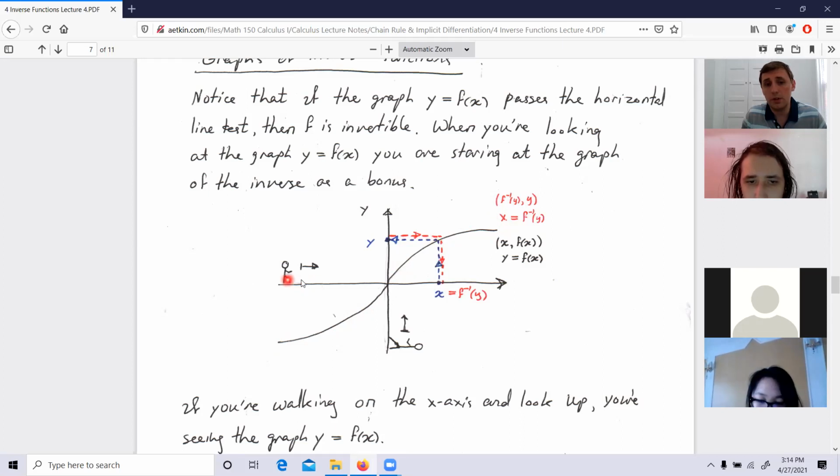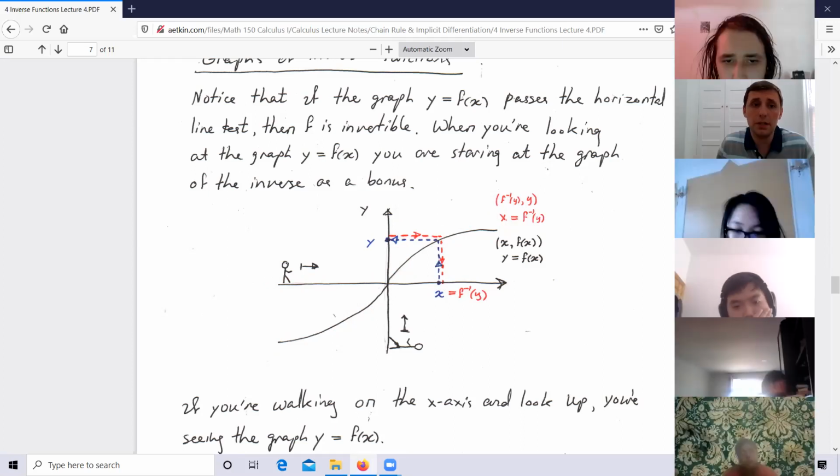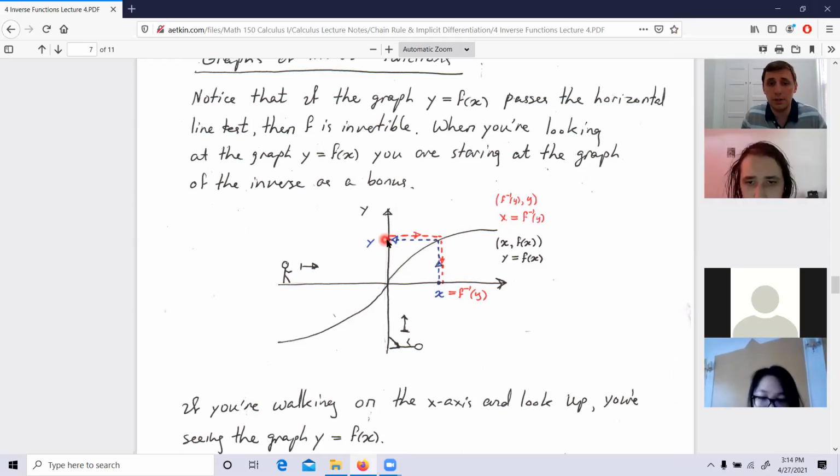Good. So if you draw this graph, it means here the x are the inputs and the y are the outputs. How can you see the inverse function? The inverse function is where the y are the inputs and the x are the outputs. Do you agree? So for instance, if I have the points x, f of x, you see? So this is the process.